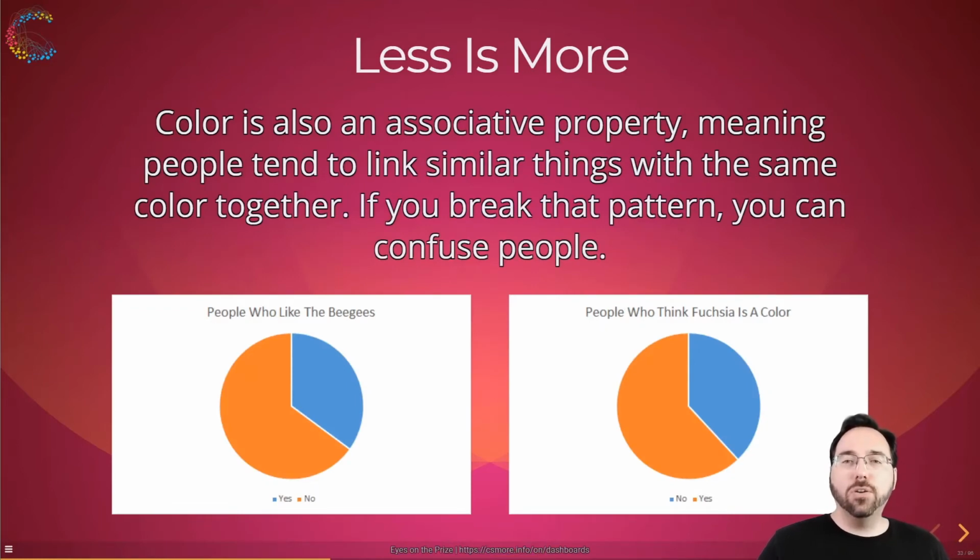Also, color is an associative property. So what that means is people tend to link similar things together if they have the same color. So on the left-hand side, we have people who like the Bee Gees, and yes is blue, no is orange. Then I did something really evil. On the right-hand side, I flipped those colors. So now no is blue and yes is orange.